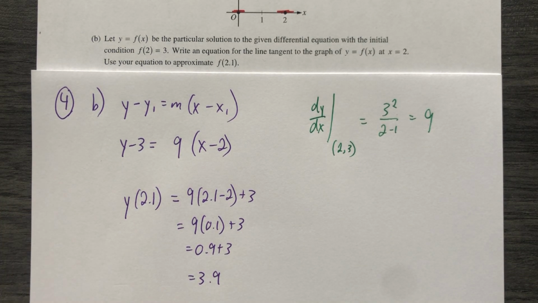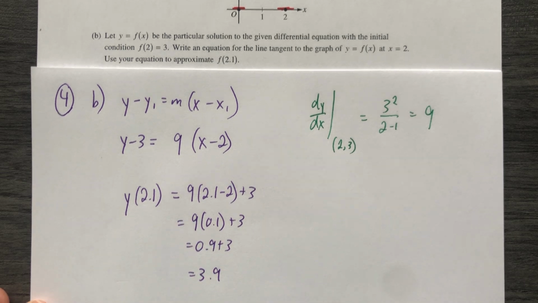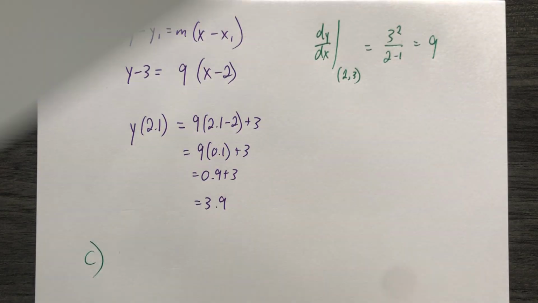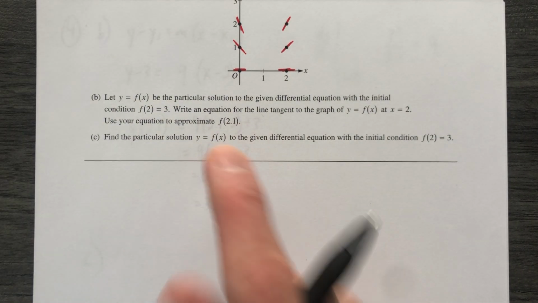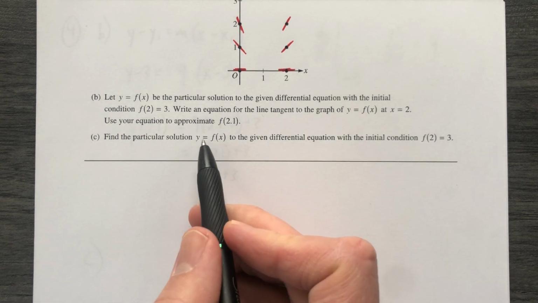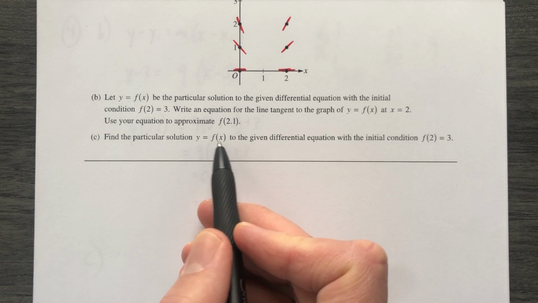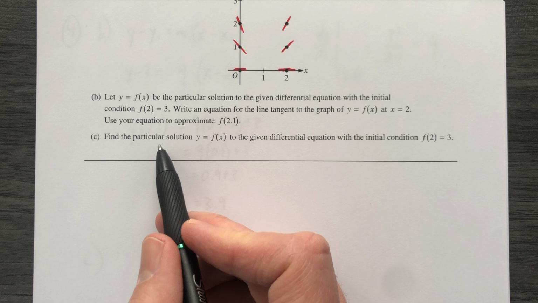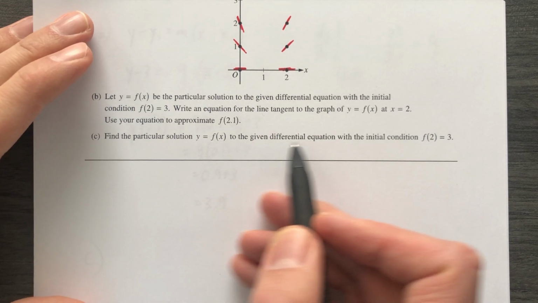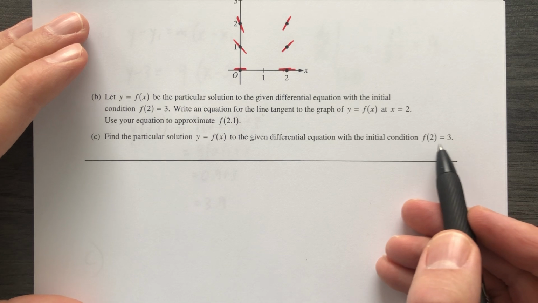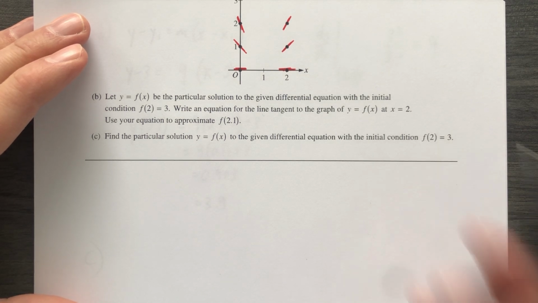Okay, switch colors. Let's go green again. We're going to do part C. Find the particular solution, y equals f of x. Let's stop right there. When you're done with this problem, it should say y equals something. And the particular solution means you're going to find the value of c. So find the value of c, solve for y, to the differential equation, and then they give you that same initial condition of 2, 3.